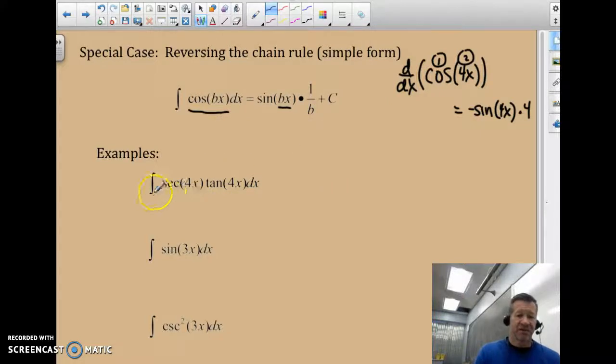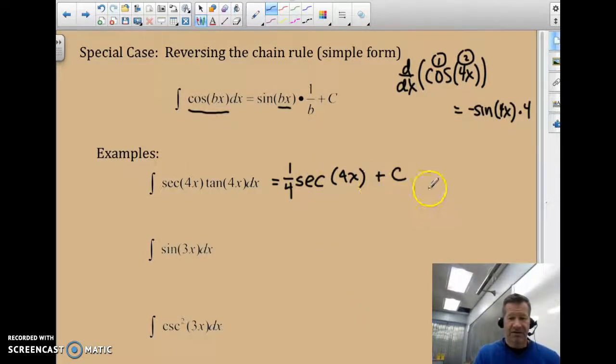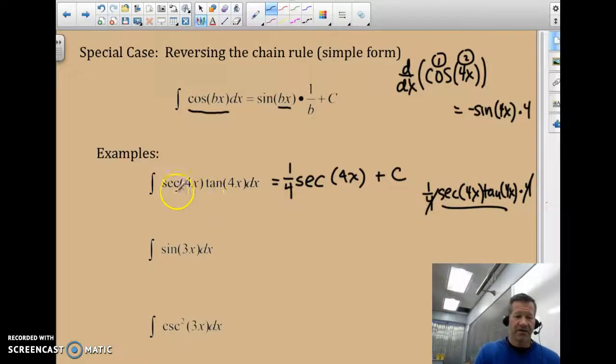Okay? So in this case, secant junk tangent junk, we know that's the derivative of secant junk. Now since I'm finding the antiderivative, instead of multiplying by 4, we will divide that by 4 before adding a constant. Check your work. If you found the derivative of this, it would be 1/4 times the derivative of secant junk, which would be secant junk tangent junk times the derivative of the junk, which you notice would cancel these out, and there's your integrand. Okay, you can always check your answer very easily.